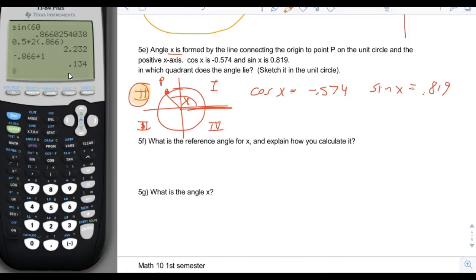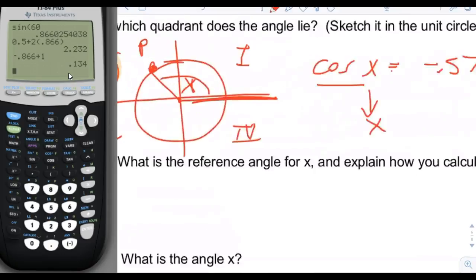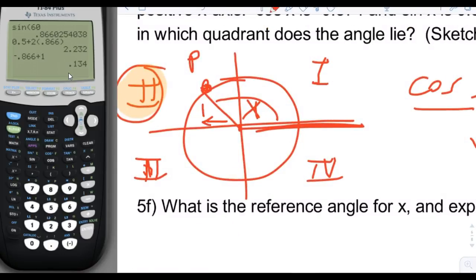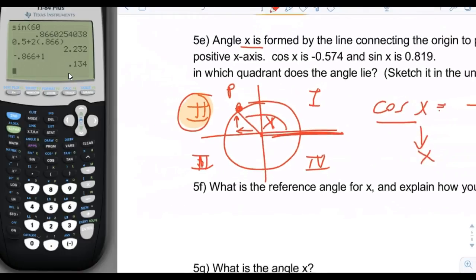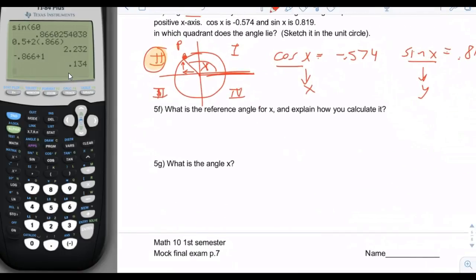The reason why I know that point P is in quadrant 2 is because the cosine and the sine of the angle which points to P correlate with the x-coordinate and the y-coordinate of the point P. So if we know that the x-coordinate of point P is negative and the y-coordinate of point P is positive, then we know it's in this quadrant.